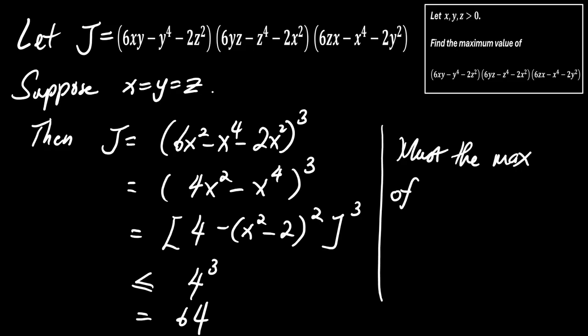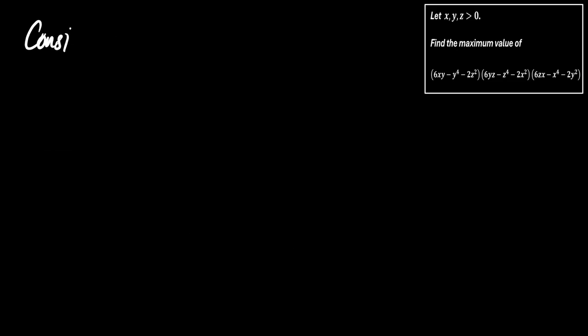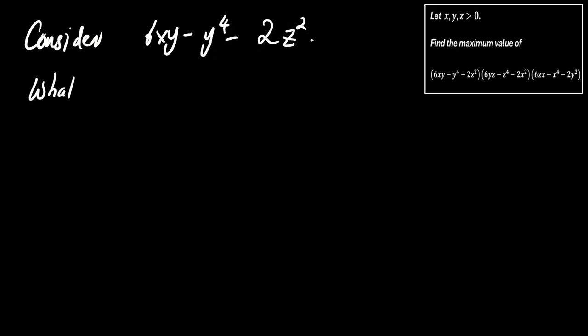But does this give the actual maximum value of J? Let's confirm by bounding each factor. Let's consider the first term, 6xy minus y to the power of 4 minus 2z squared. What is the upper bound?